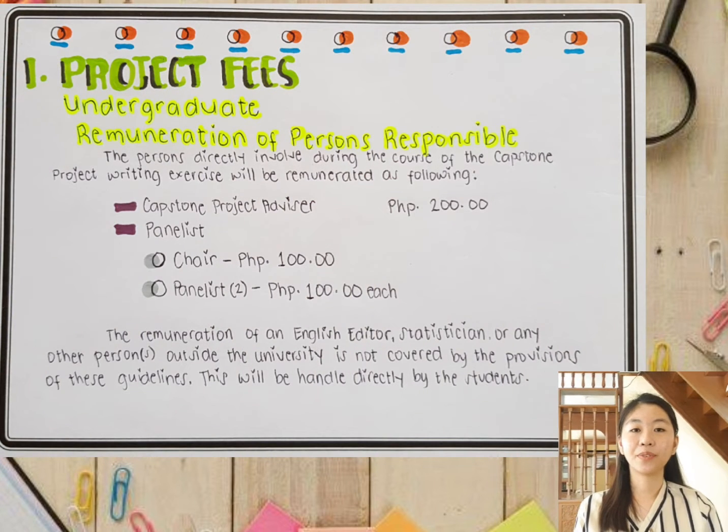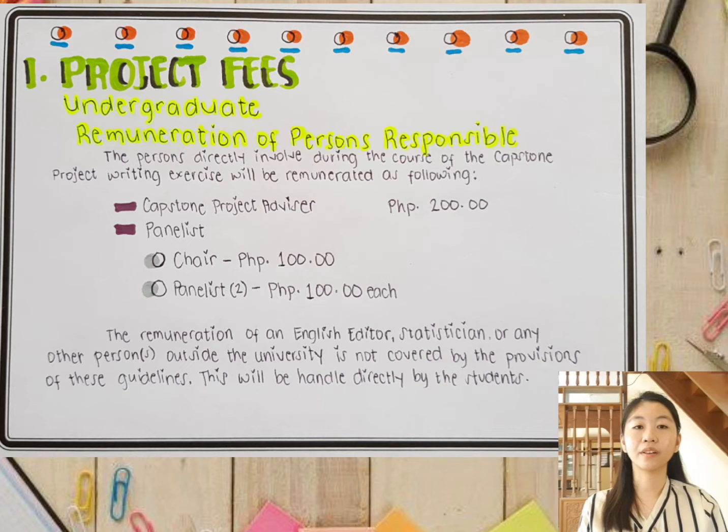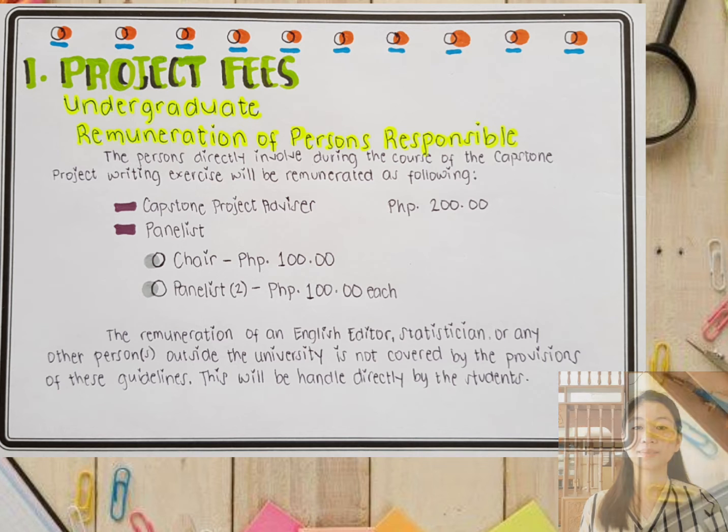I. Project fees. Undergraduate remuneration of persons responsible. The persons directly involved during the course of the capstone project writing exercise will be remunerated as the following. Capstone project advisor, 200 pesos. Panelists and under panelists will have the chair 100 pesos and 2 panelists 100 pesos each. The remuneration of an English editor, a statistician, or any other persons outside the university is not covered by the provisions of these guidelines. This will be handled directly by the students.